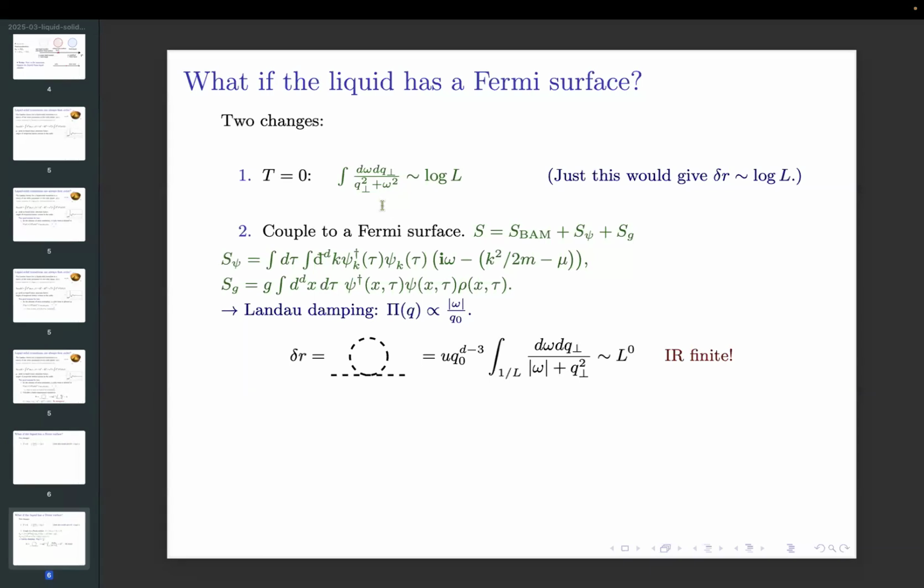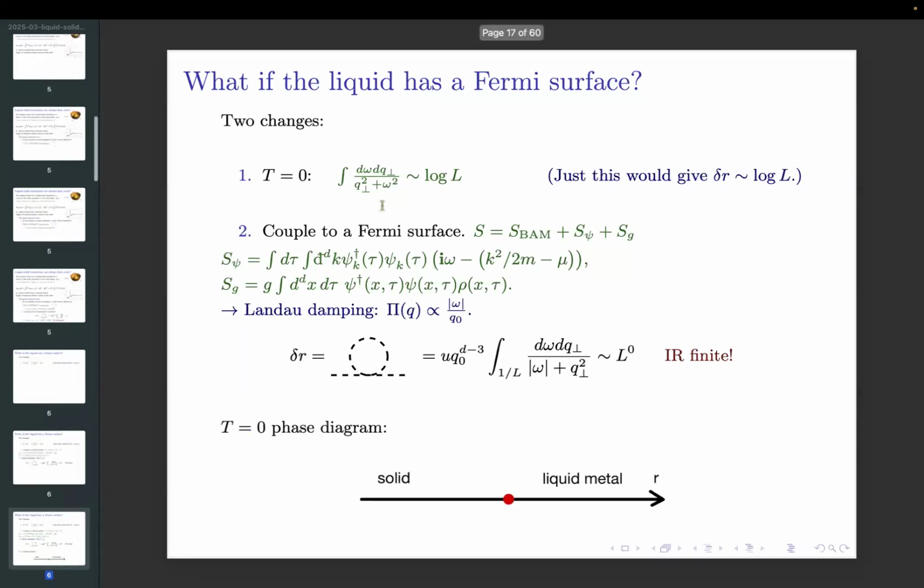Okay, so let's try to see what happens. So that means there can be such a field theory, and let's try to understand that field theory. Now, before I talk about the field theory, I need to say a little bit about what the transition is to.